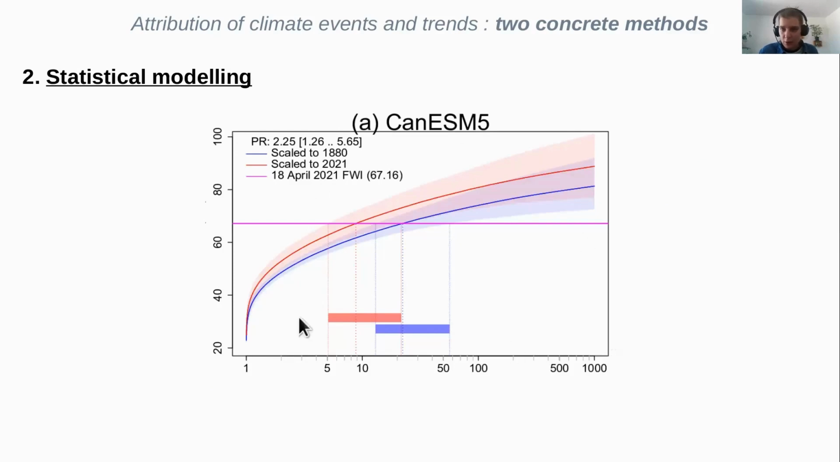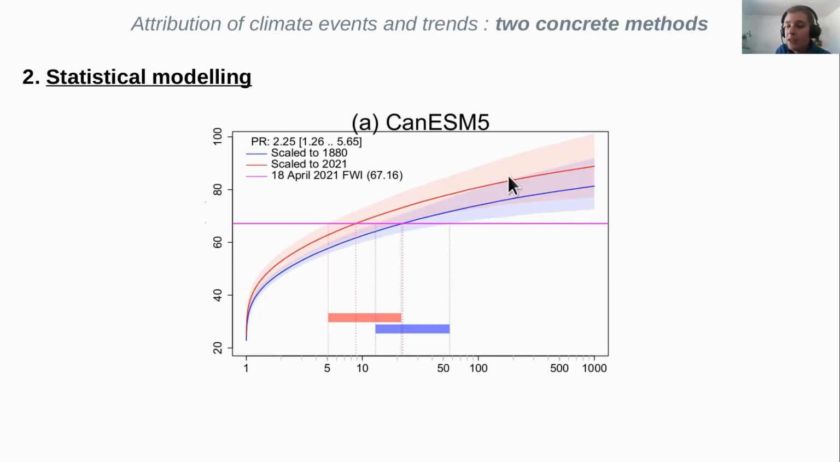Here you have what is called a Gumbel plot. It's a return level plot. It means that on the y-axis, you have the value of a given indicator. For this example, it's the value of the fire index. The x-axis is the return time, the return year of a given value.